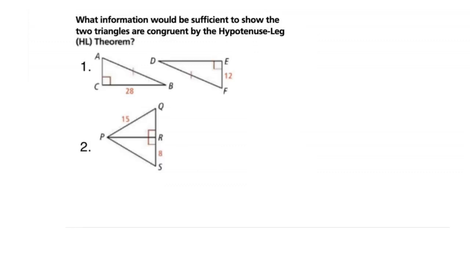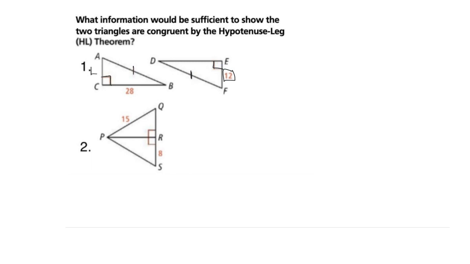All right, so now what we're going to look at is our right triangles, and we want to prove the HL theorem, but we need to find out what information needs to be added to tell that they are congruent triangles by the HL theorem. So we know they're right. We are given the hypotenuses are congruent. So we need to prove the legs.